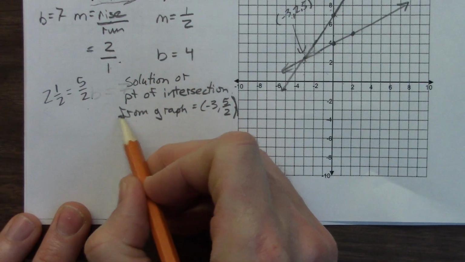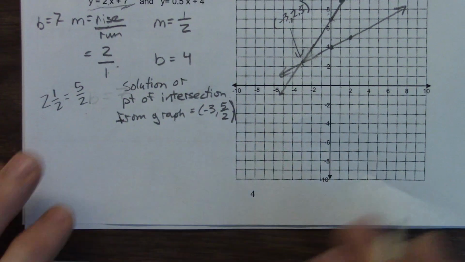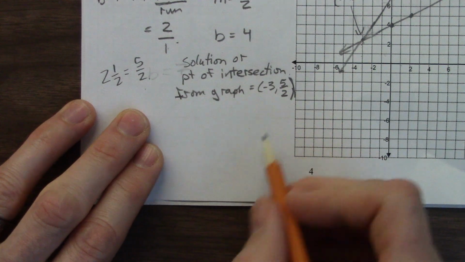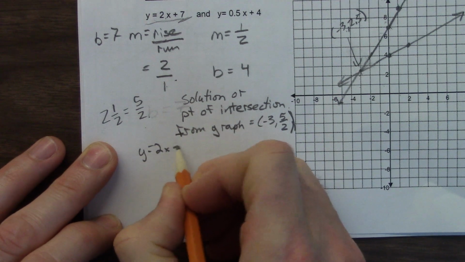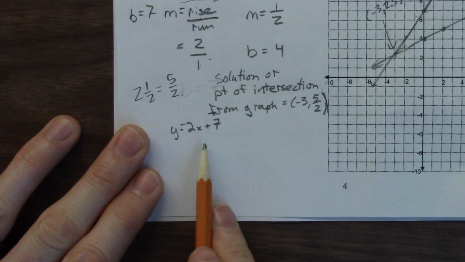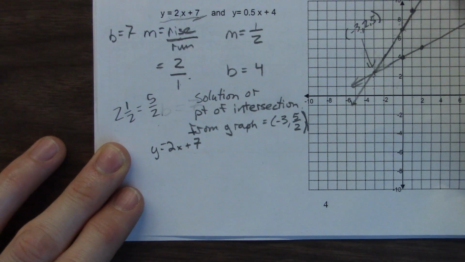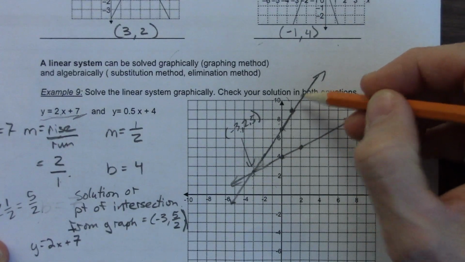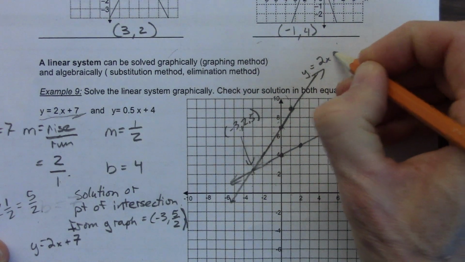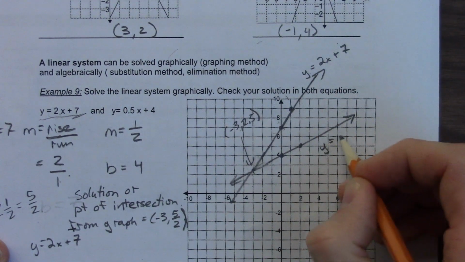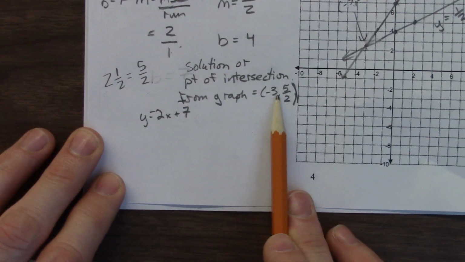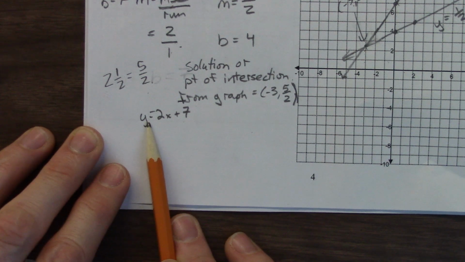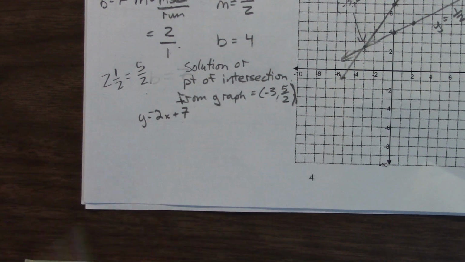Now, I'm going ahead with this. I'm pretty sure this is wrong. We're going to find out though. But let's see, okay? So my x value is negative 3 and my y value is 5 over 2. So I'm going to plug that into the equation of the line, which is this. Remember, this line up here is y equals 2x plus 7. And this line down here is y equals 1/2 x plus 4. Those are my two lines. Now, if I plug this value in and I get equal on both sides, that means that this point is on this line. Does anyone have any questions with that?